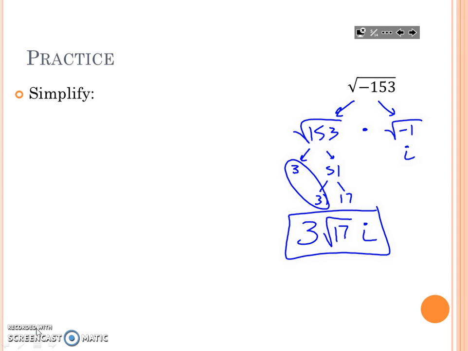Okay, so basically any time that there is a negative underneath the square root, you just need to put an i on the end of it. And that i tells us that it's an imaginary number. Notice on this that the i is not underneath the square root. It's just on the back of it.